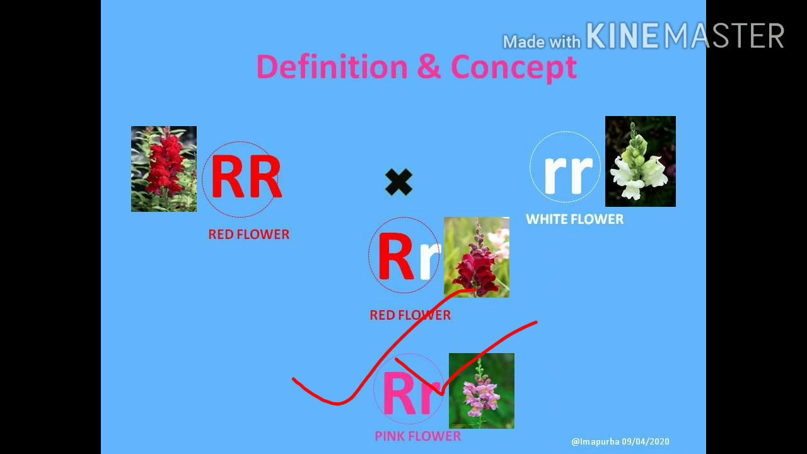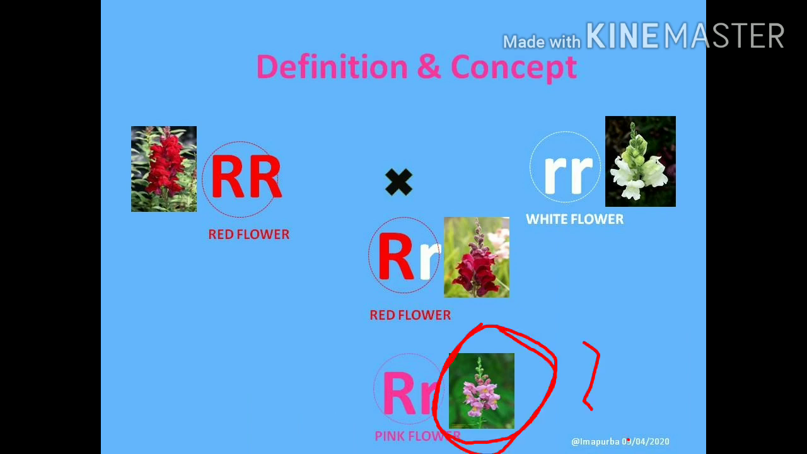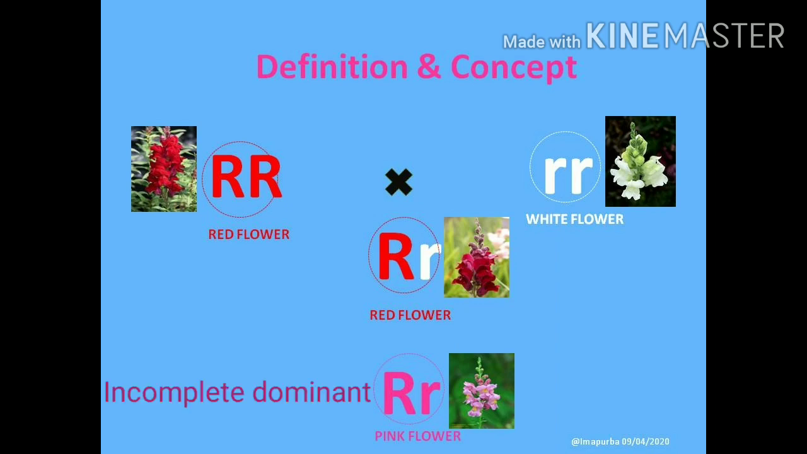F1 hybrid, from the same parents of red flower and white flower, a pink color F1 hybrid has been produced. So why does this pink flower arise instead of red flower? We have discussed in the dominant section. Because this capital R allele actually does not play a dominant role here. Even small r is also not playing a dominant or recessive role. That's why an intermediate color is produced in the F1 hybrid, which is an incomplete dominant flower of snapdragon.